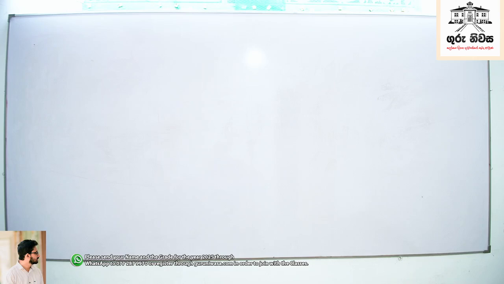Lakshan, good evening. Are you a new one? From where? From Kandy. Are you doing A level this year or next year? Next year. Next year, I mean 2028. Seven, sorry. Yeah.